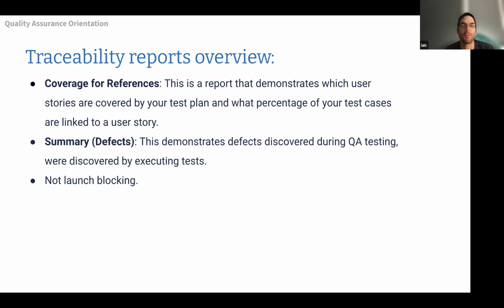Because the quality of the test plan is that it's comprehensive, and it's comprehensive if it covers your user stories. So usually this could be like 75% of our user stories were contained in the test plan, and that would actually be the coverage for references, that number. And similarly, summary of defects is demonstrating that the defects you found were found because you executed your tests. If you found a lot of defects that were not covered by your test plan, then your test plan was probably not comprehensive enough. So these are just another way of evaluating your test plan.